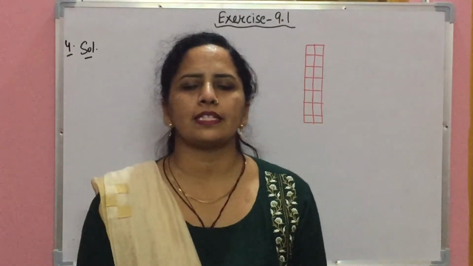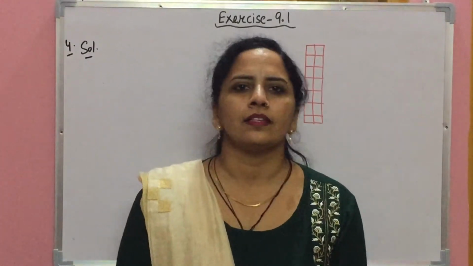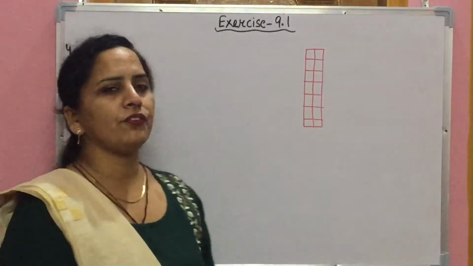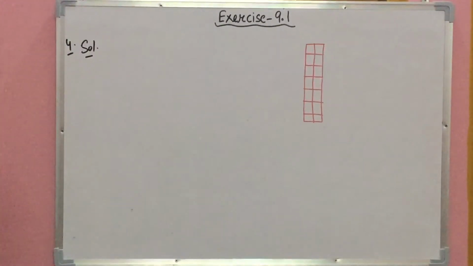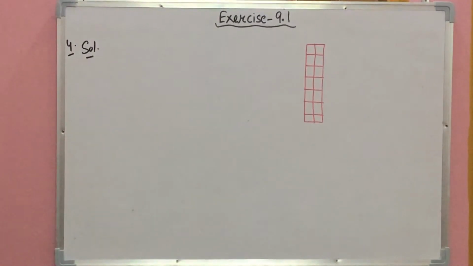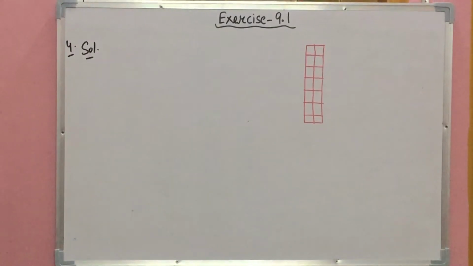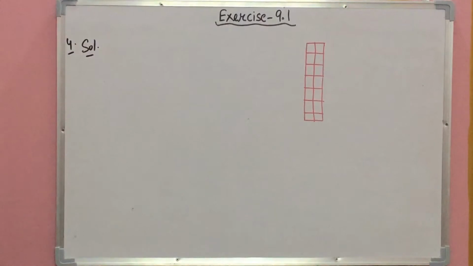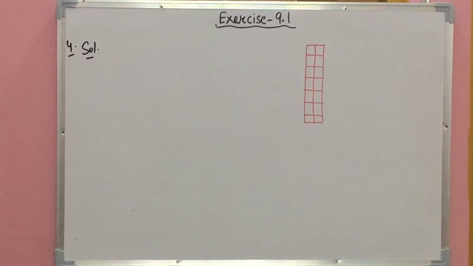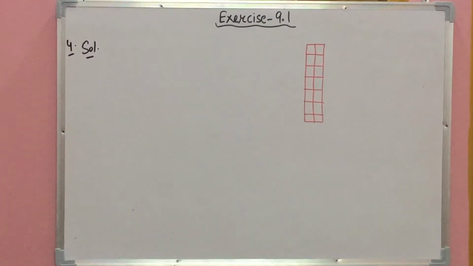Now we are going to start our same exercise, that is exercise 9.1 from question number 4. So here we have the statement of question number 4, that is the angle of elevation of top of a tower from a point on the ground which is 30 meter away from the foot of the tower is 30 degree. Find the height of the tower.